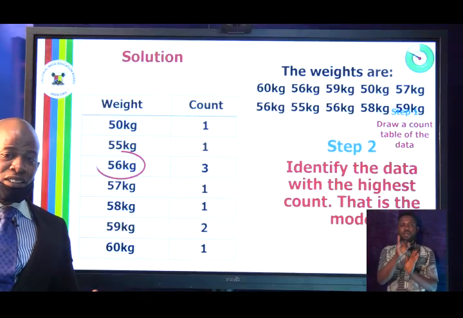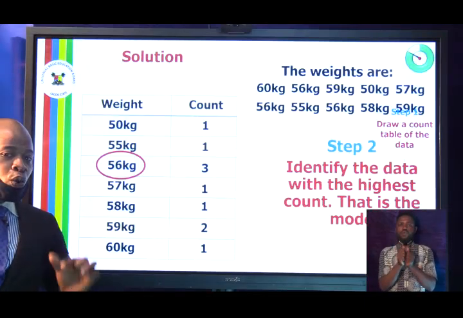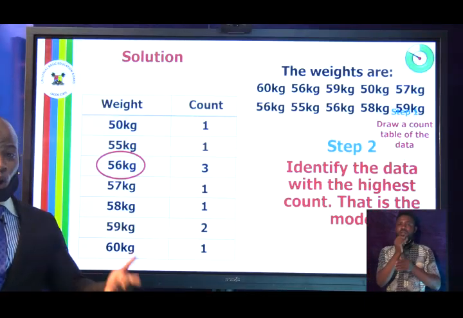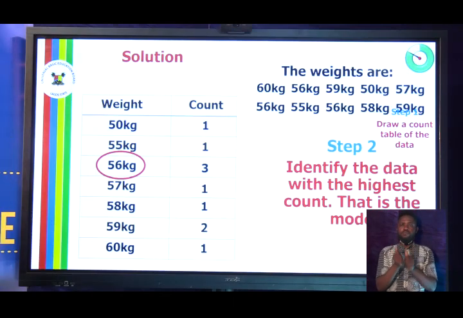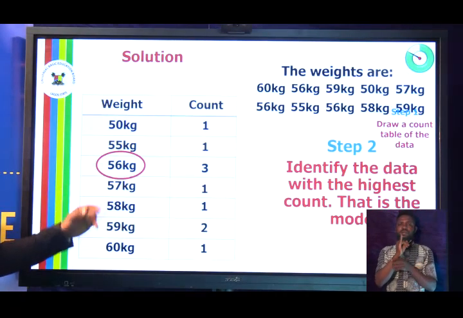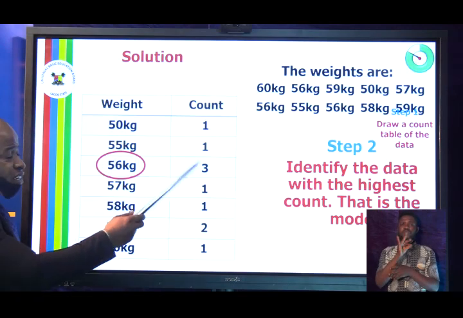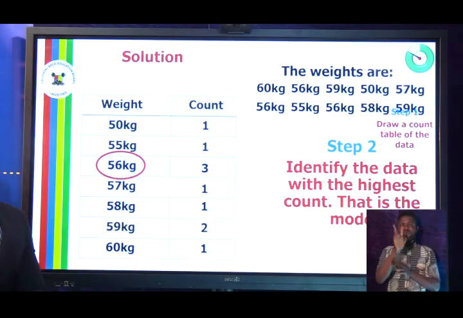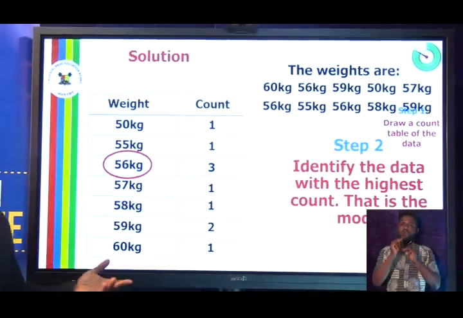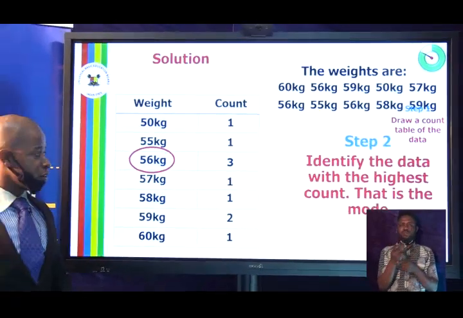that you want to identify the data with the highest count, the one that is occurring the most. And then we see that that data is 56. 56 is occurring 3 times. Okay, so this is the mode. It's quite easy to see, as you can see.